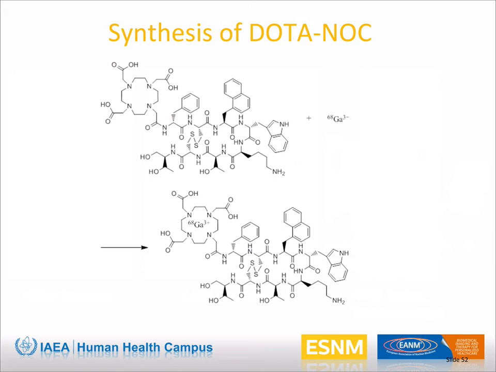And this is how a synthesis of DOTA-NOC looks. So here is the peptide, and here is the closed chelator, the DOTA, and here is the gallium. Once it's been mixed and heated, the gallium gets trapped in the chelator, and then it remains very, very stable.